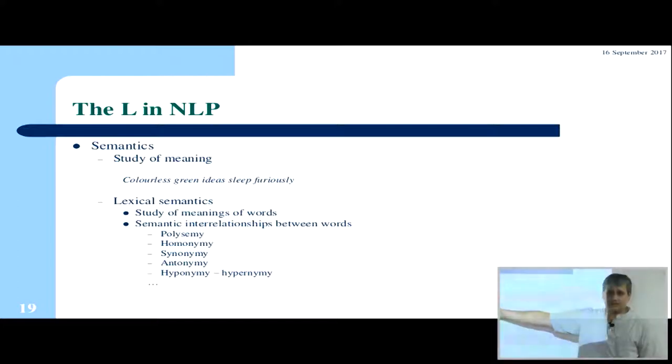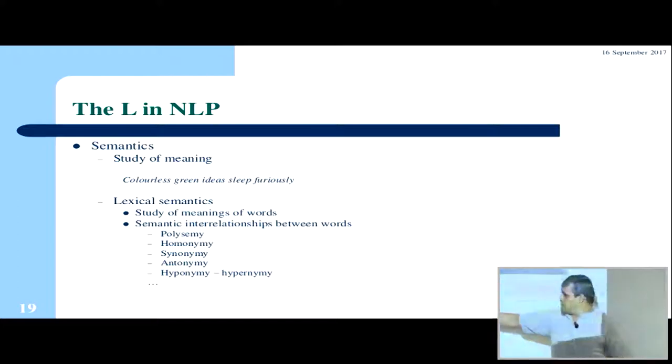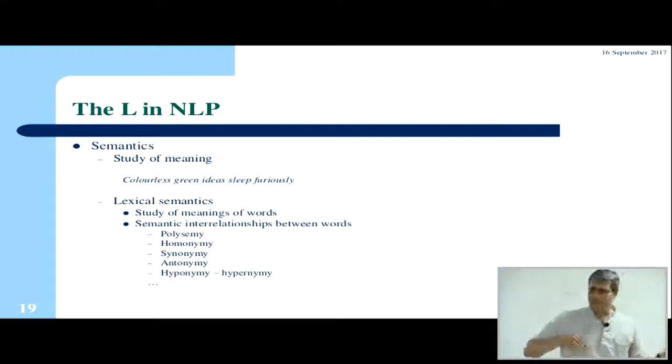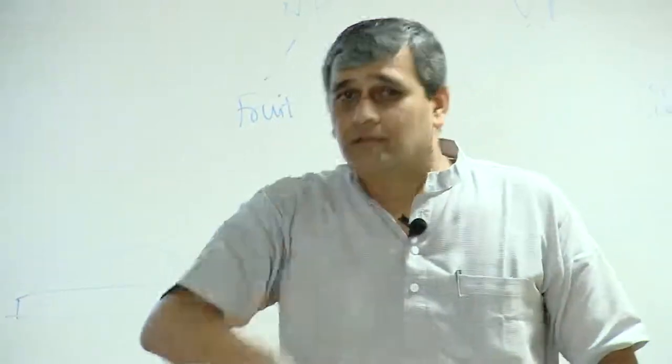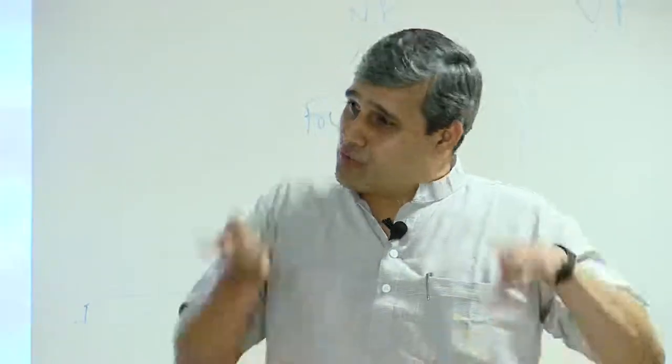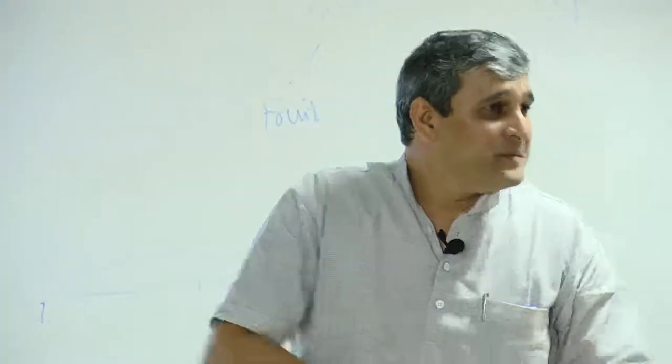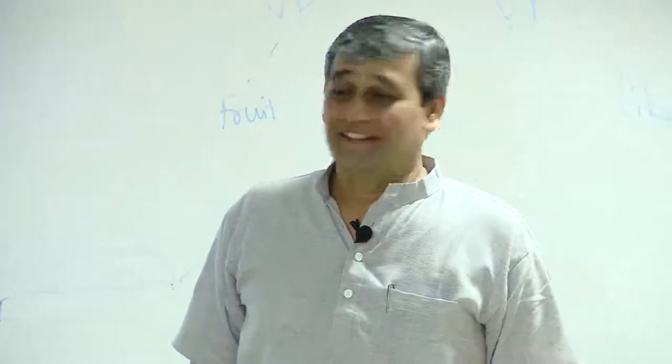Now, you also have lexical semantics. This was on the level of a sentence, but lexical semantics is the study of meanings of words, the interrelationships between words like polysemy, homonymy, synonymy, antonymy, etcetera. You have heard of these terms. Polysemy is where one word has multiple meanings. Homonymy looks like one word has two meanings, but actually it's two different words that look like the same word. Obviously, they have two different meanings. Example? Accept. Accept and accept. Yeah, that's a case of confusion.